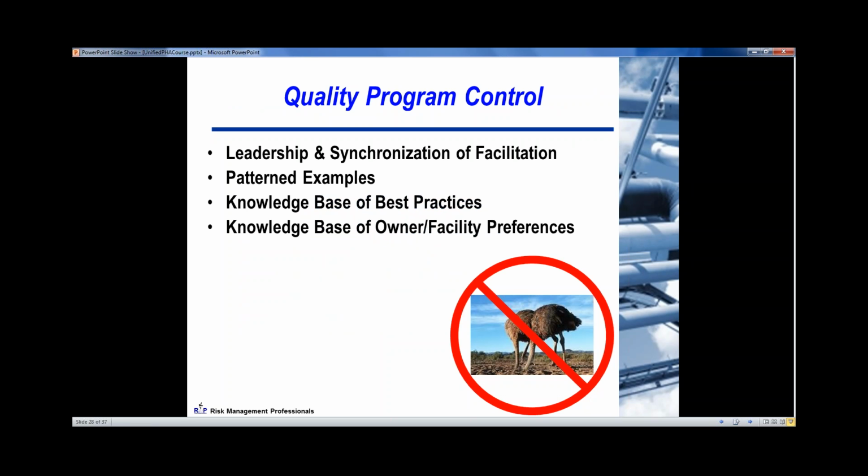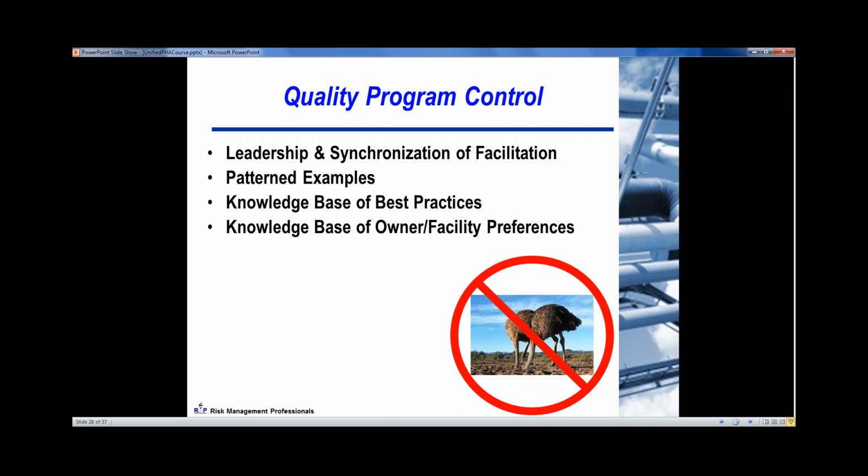Some tips: burying your head in the sand, as in the picture in the lower right, is not a tip. That's not what you want to do. If you're managing these programs, you want to show leadership. You want to make sure facilitation is synchronized. You want to provide patterned examples. You've all got copies of these handouts. You're welcome to use those. It's not proprietary. It's just best practice in terms of here's something that works, that's relatively easy to do, takes a little bit more time, but you're going to save many more times that amount of effort later.